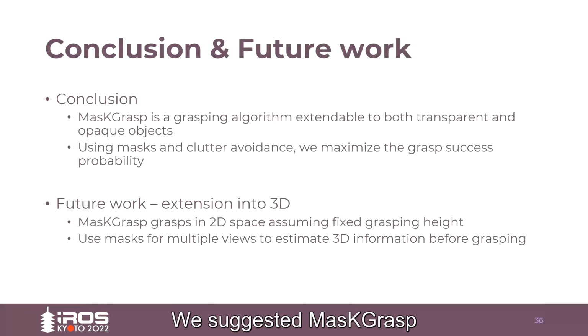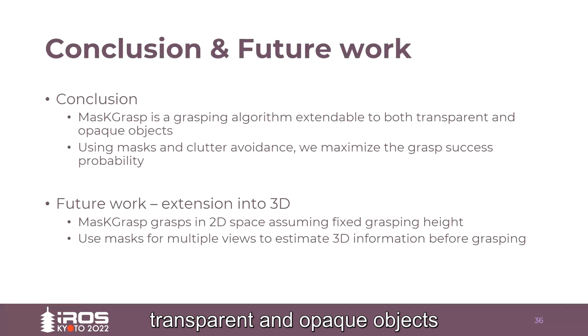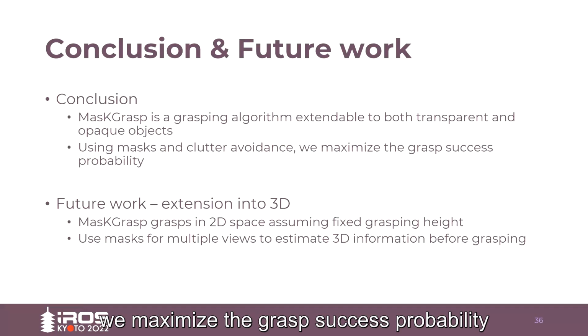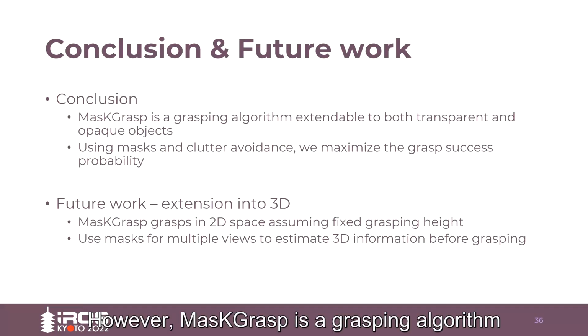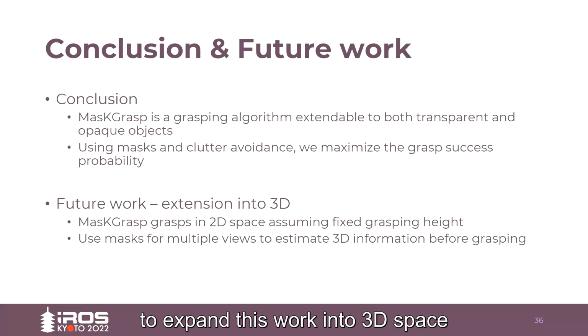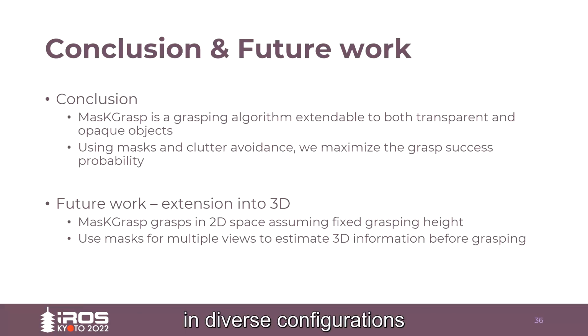We suggested MasKGrasp, a grasping algorithm extendable to both transparent and opaque objects. Using masks and clutter avoidance, we maximize the grasp success probability. However, MasKGrasp is a grasping algorithm that works in 2D space with a fixed grasping height. We aim to use multiple views to expand this work into 3D space to allow higher dimension grasping in diverse configurations.